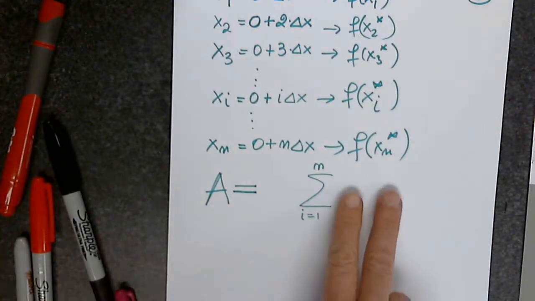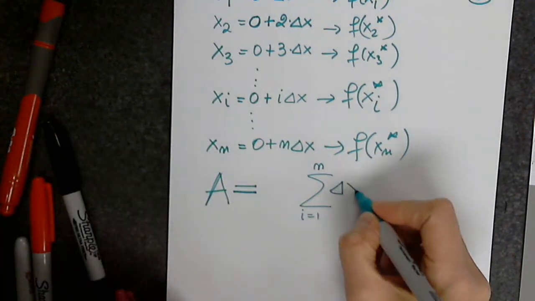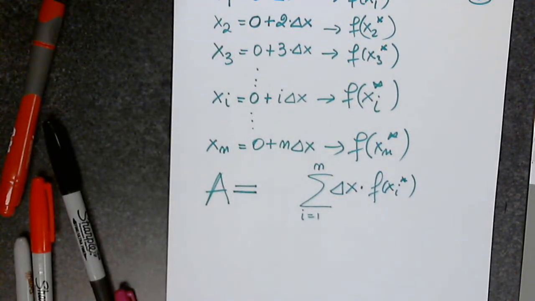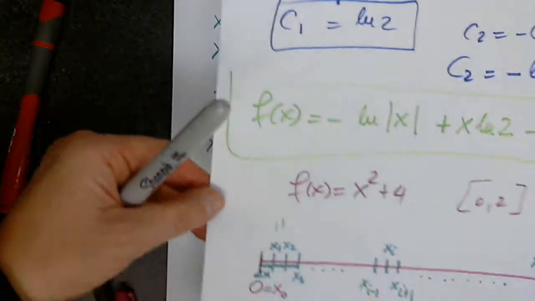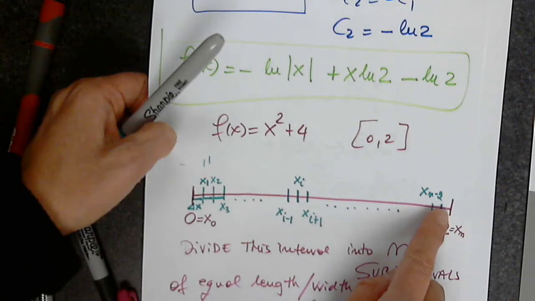And how do I write that area? Times f of xi star. Very good. Delta x times f of xi star, which is the height that I'd like to choose. It doesn't matter if it's a leftmost point, midpoint, or rightmost point. But if it's the xi for each and every subinterval, what about the n? I will have an nth interval. So because I start at 0, between 0 and x1 is 1. Between xn minus 1 and xn is the last subinterval.